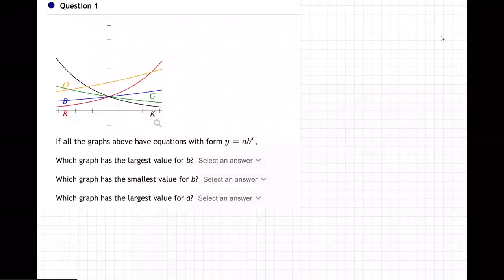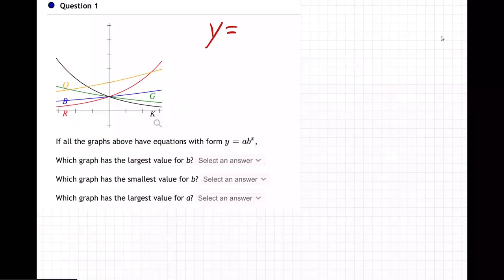Okay, so on this question, they're giving us a bunch of graphs. And they're telling us if all the graphs above have equations with the form y equals ab to the x, then some questions about biggest a and b and stuff. So what are we talking about here? Well, first off, these are exponential equations.